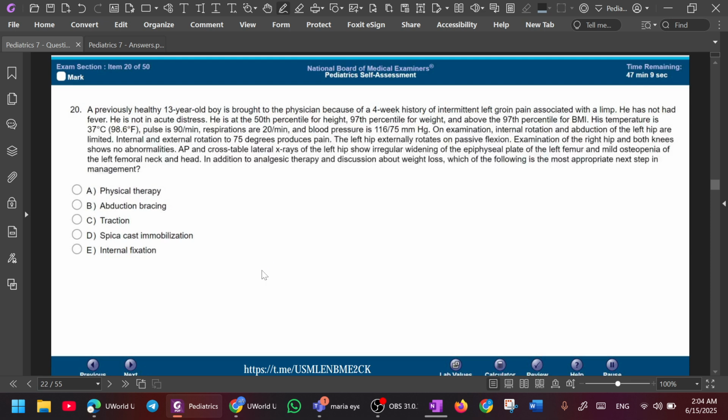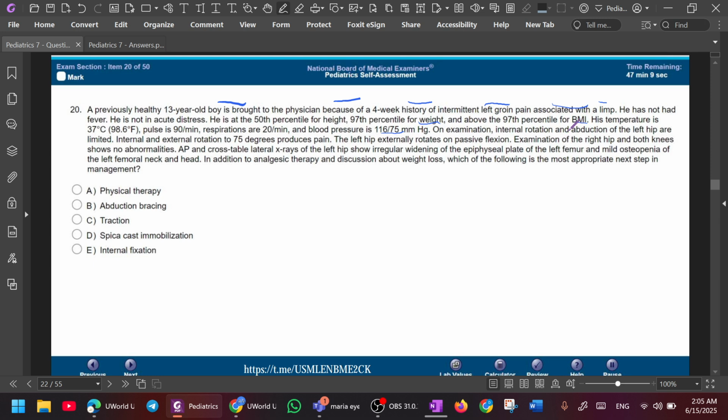A previously healthy 13-year-old boy is brought to the physician for a week's history of intermittent left groin pain associated with a limp. He has not had fever. He is not in acute distress. He is at the 50th percentile for height, 97th percentile for weight, and above the 97th percentile for BMI. His temperature is 98, pulse is 90 per minute, respirations 20 per minute, blood pressure 116 by 75.